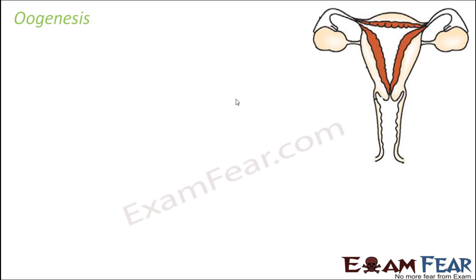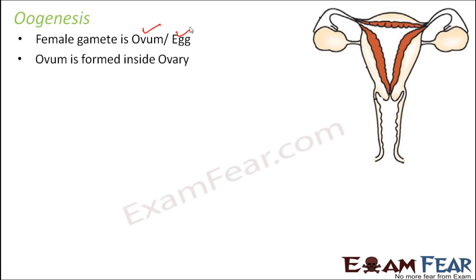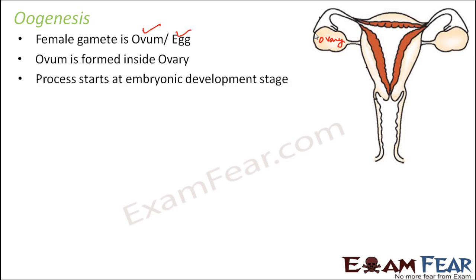Why is it called oogenesis? Spermatogenesis was derived from sperm; oogenesis is derived from ovum. Now the female gamete, we all know, is ovum or egg, whatever we call it. Both mean the same. Now ovum is formed inside the ovary. So this is the ovary, and inside this ovary the eggs are formed.